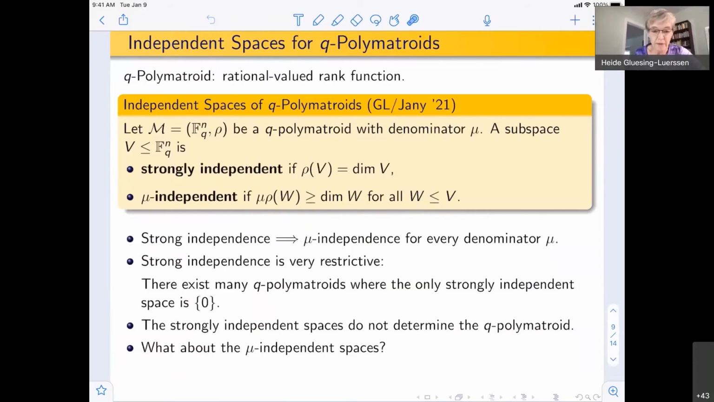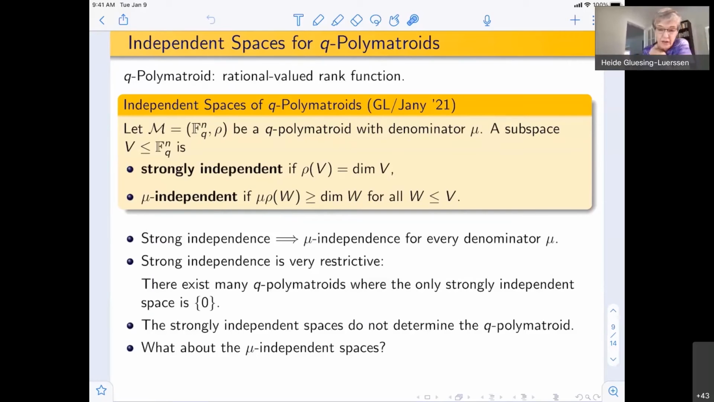There exist many q-polymatroids where the only strongly independent space is the zero space. Nonetheless, there are others where there are strongly independent spaces, and these spaces do in fact have a good use. They are used for the subspace design Relinde was talking about earlier. But for our purposes, getting at a definition of q-polymatroids, they are too restrictive.